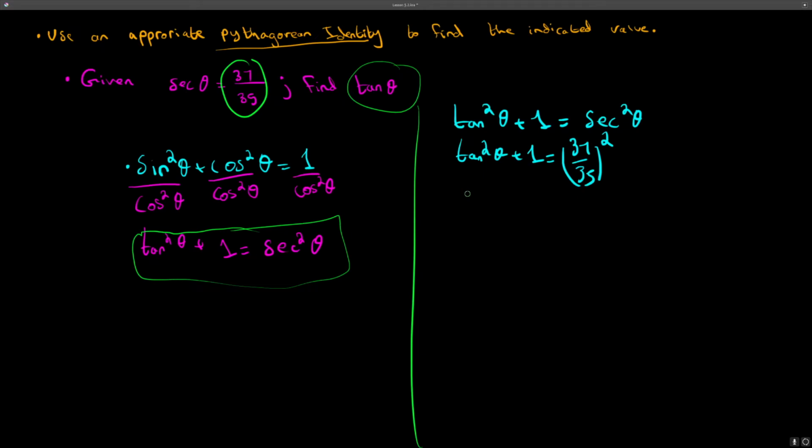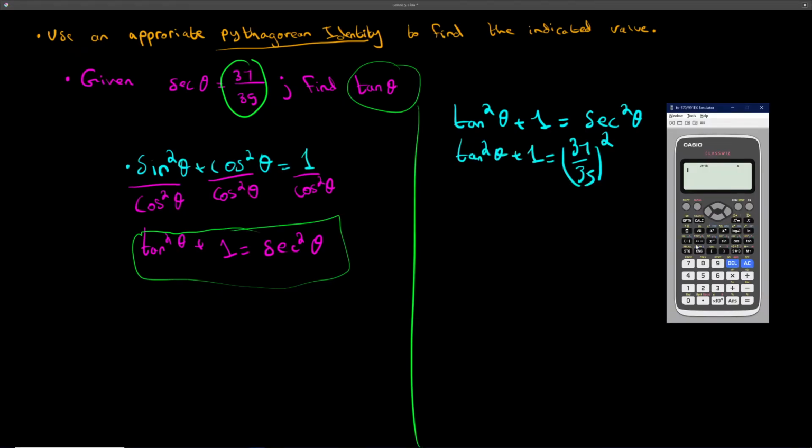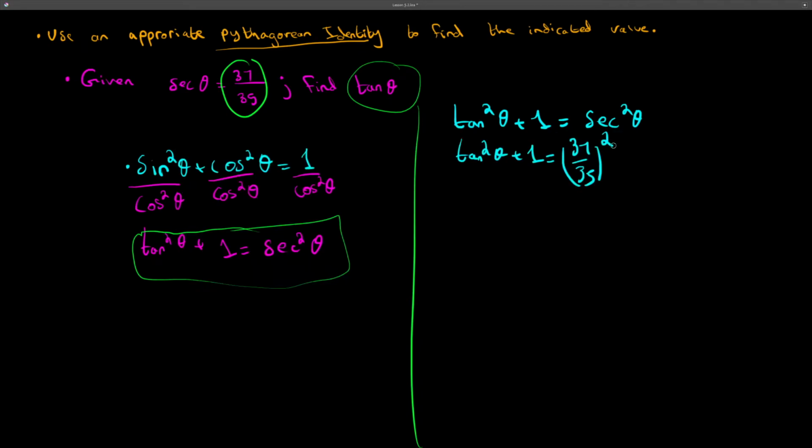So now we can use a calculator here. We have 37 over 35 squared, and we get 1369 over 1225. So just rewrite it here. Tangent squared plus 1 is going to be equal to 1369 over 1,225.